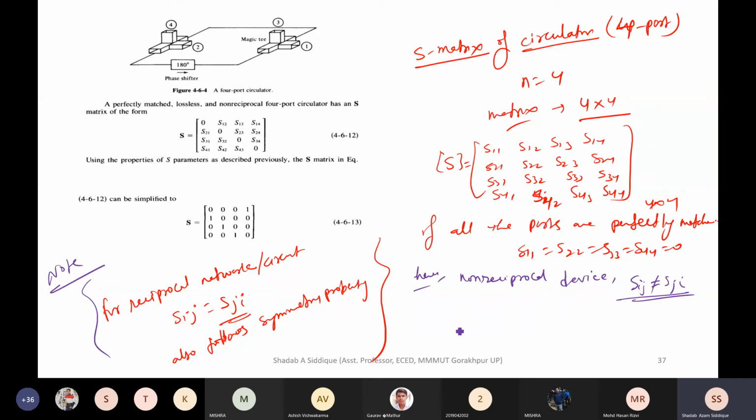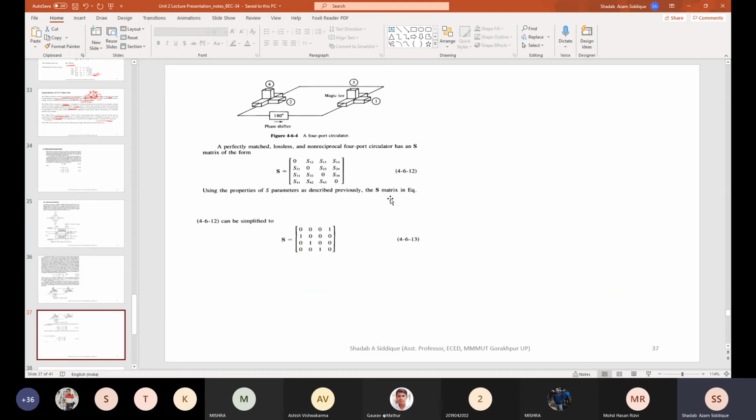So you can see here, I told you that we are having 4 ports. Okay, so I'll take the next slide. Can I take another slide? I'll take another slide and I'll take 5 minutes more. Oh, sorry.